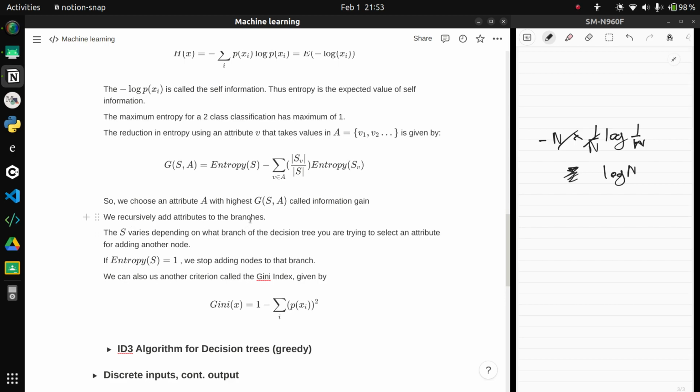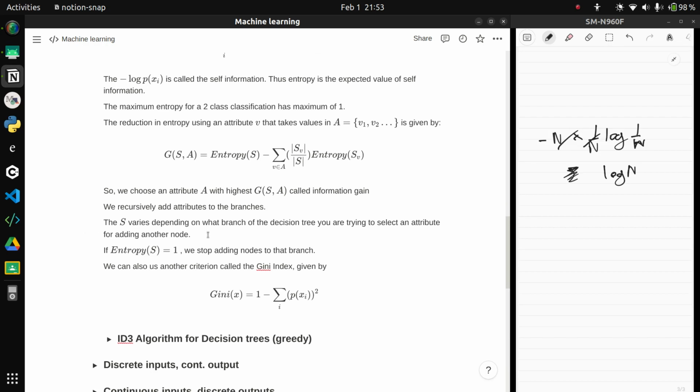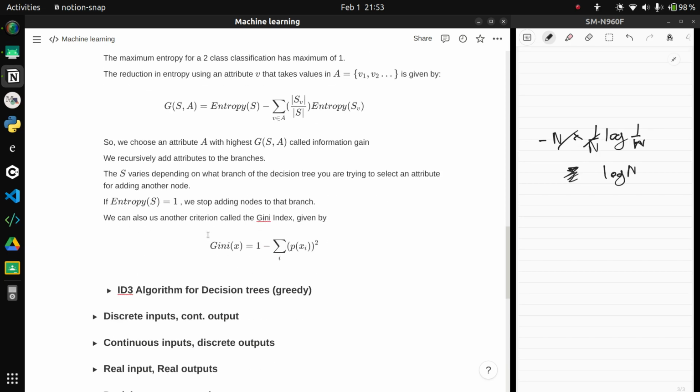This is the ID3 algorithm that we are describing when we say we recursively add attributes to the branches, right? The S varies depending on what branch of the decision tree you are trying to select an attribute for adding another node. If entropy of S equal to 1, we stop adding nodes to the branch. We could also use another criterion called the Gini index, or we could use the MSE as well, because we have used that in one assignment. In any case, the Gini index is given by 1 minus the summation of p(xi) squared, basically.